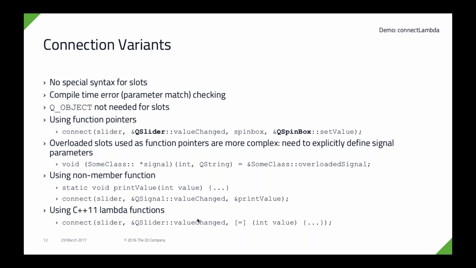Additionally, if you like, you can also connect using lambda functions. Of course, if you connect to a lambda function, which is basically an inline C++ function, you're not going to have any way to come back to that later on, because it's not connected to an object, it's just a function. So as we saw earlier, the connection call returns a meta object connection type, but you can use that to disconnect as well.